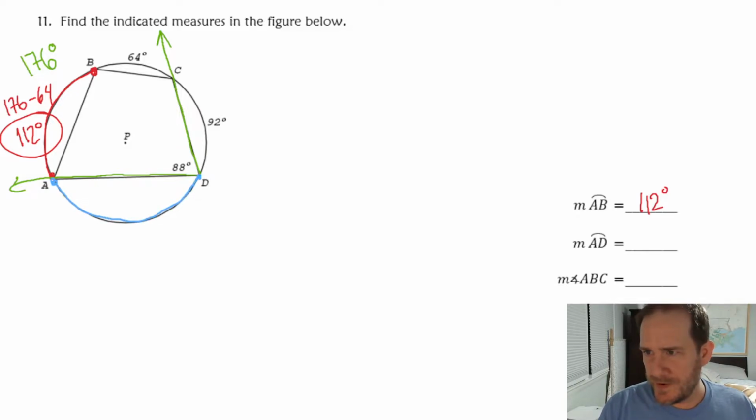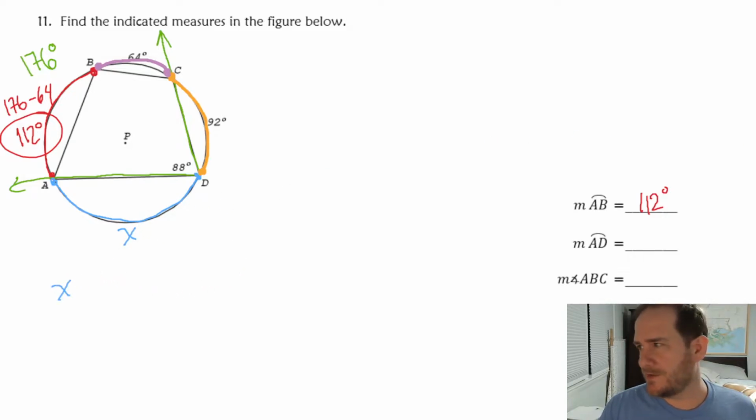And hopefully by now you're noticing that's the only arc left, because we already know that this piece is 92. We know the red piece we just found to be 112. And this purple guy up here is 64. So of course the whole circle has to be 360. If we want to just call this guy down here X, there's no other X anywhere, right? So mark that unknown as X.